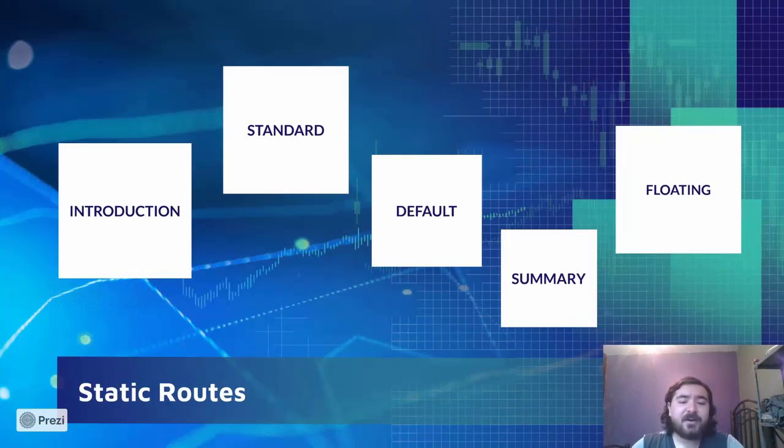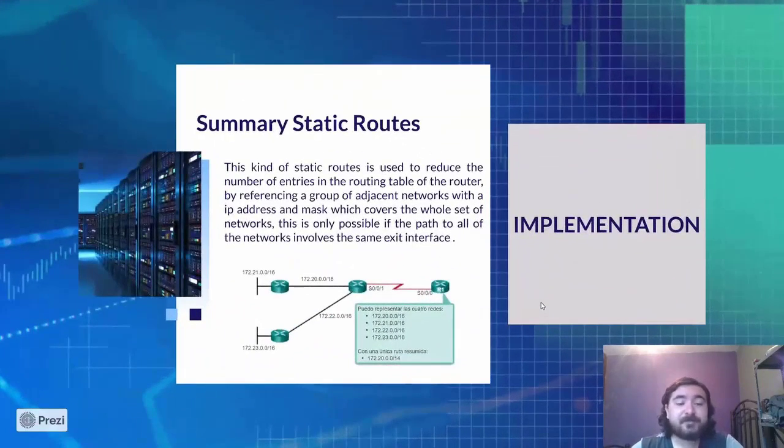The next type of static route that we're going to mention is the summary static route. This kind of static route is used to reduce the number of entries within a router's routing table. This can be done by referencing a group of adjacent networks with a single IP address and mask, which covers the whole set of networks. Of course, this is only possible if the path that the messages will have to take in order to reach all of these networks involves the same exit interface.